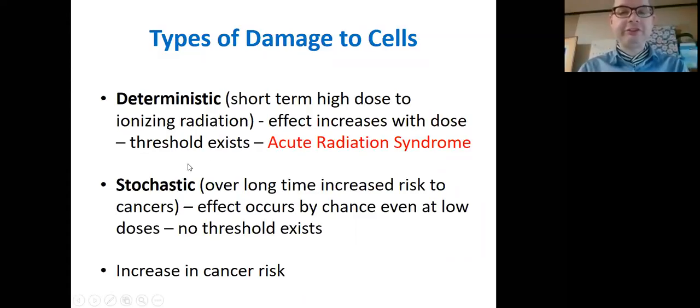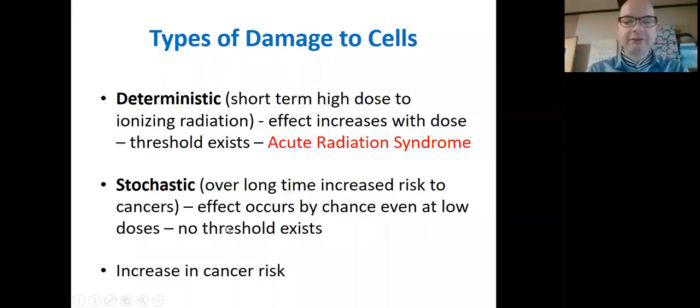Now, the types of damage to cells are called deterministic and stochastic. These are two types. Deterministic is very short-term, a very high dose of ionizing radiation. The effect increases with the dose. You get something called acute radiation syndrome, where you can get very serious health effects and even death if the dose is very high. A lot of this we learned from Hiroshima and from other cases where there have been very serious incidents.